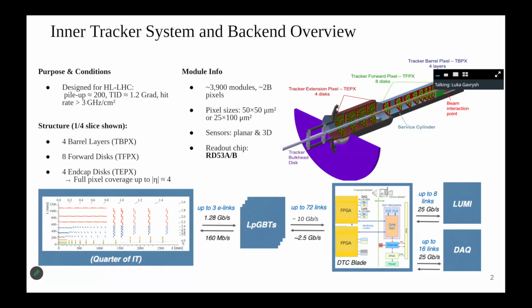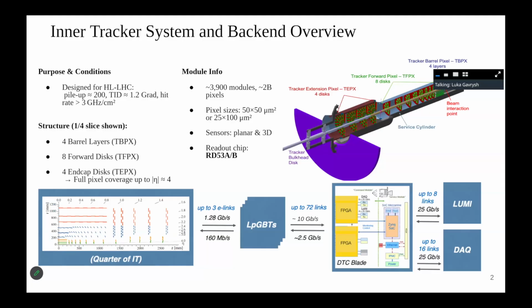The main structure, as you can see on the right, is a quarter slice representation, and this geometry is visible as a quadrant of concentric and radial pixel layers that together make up a fully cylindrical detection volume. We have three main parts of this tracker. We have 4 barrel layers, or TBPX, modules that will surround the beamline with fine granularity. 8 forward disks, TFPX. Basically, they're mounted perpendicular to the beam axis, capturing the forward region particles. And the last one is 4 endcap disks, or TEPX, which extend coverage into an even more forward region.